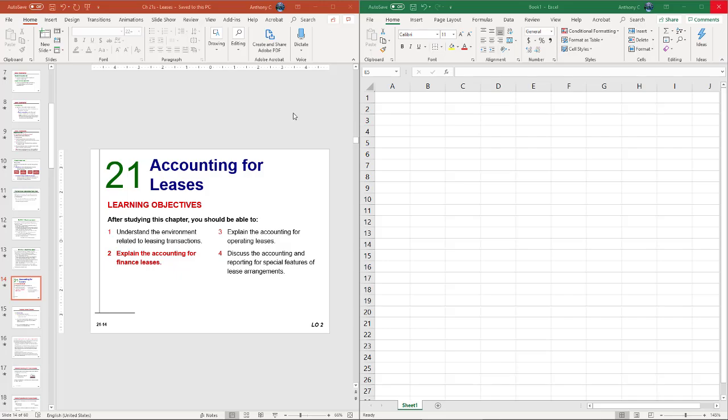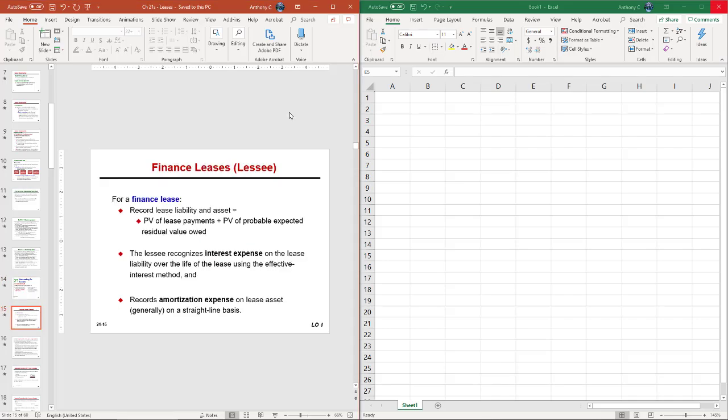Now that we know how to classify leases, we need to learn how to account for the two different types of leases. We'll start with finance leases first. So with the finance lease, we could essentially break down the life of the lease into 4 different journal entries.